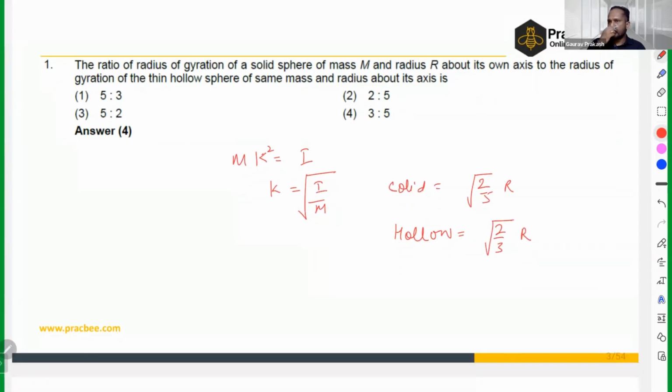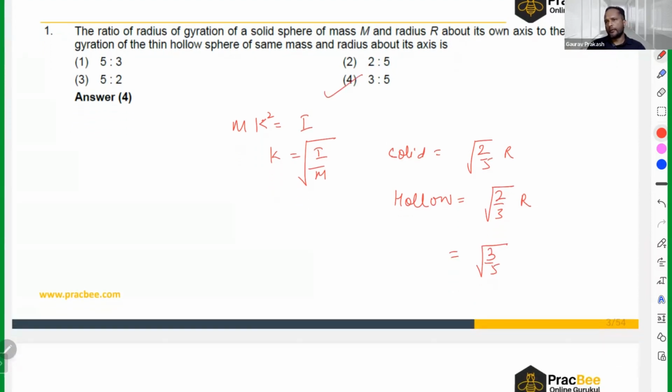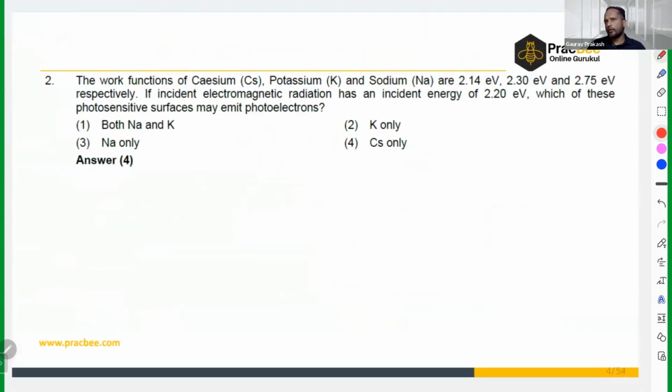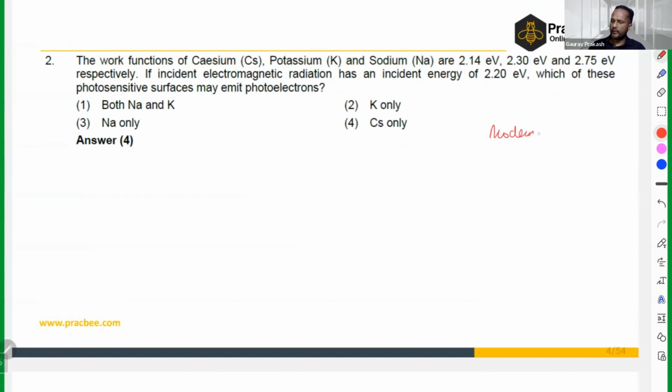So if I take the ratio of these two, the ratio will come out to be under root 3 by 5. But none of the options has this, but the closest one is 3 by 5 without the under root. Now, the second question is from modern physics, a very easy question here.